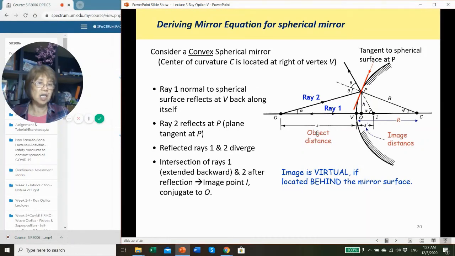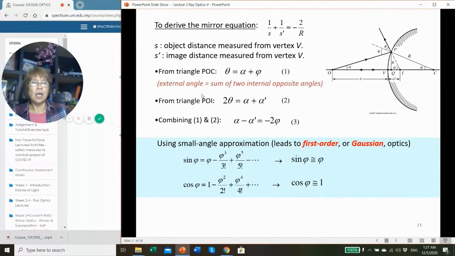O to V is the object distance. V to I is the image distance. We are considering paraxial rays, so VQ can be neglected. The image is formed behind the mirror, so it is virtual. We have already defined the distances. We would like to derive the mirror equation, which is of this form here.